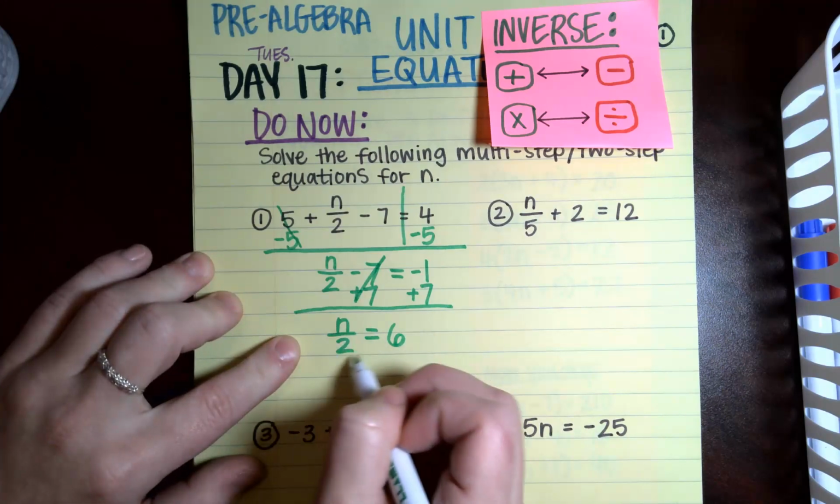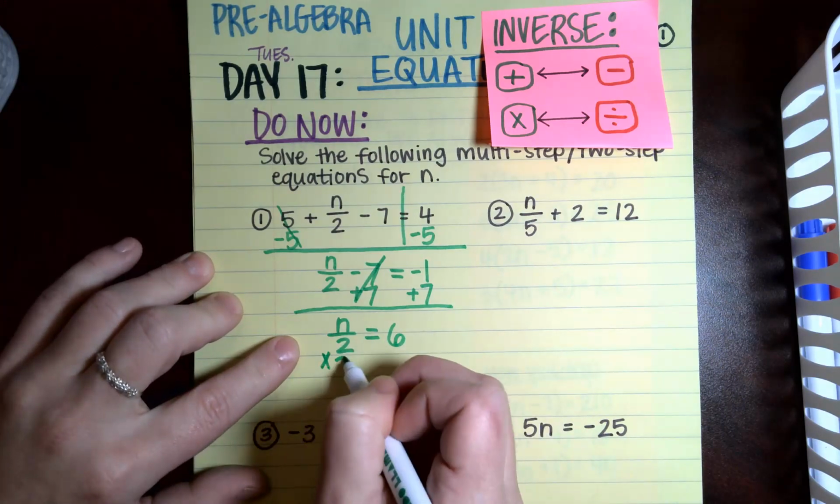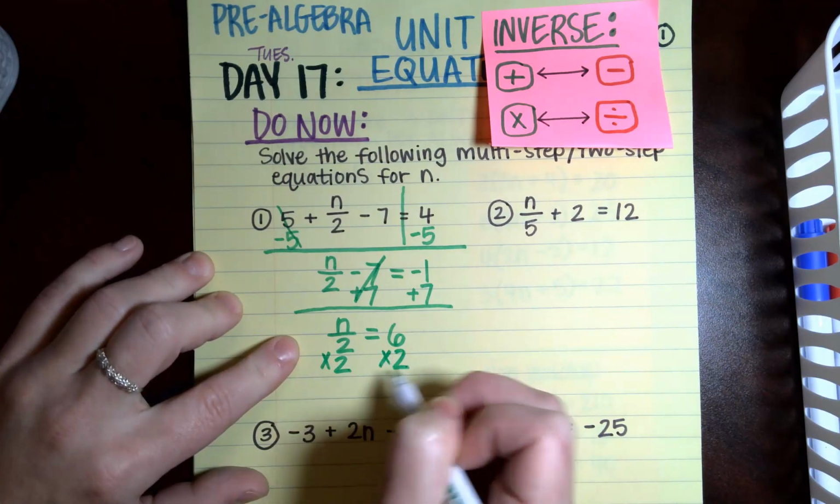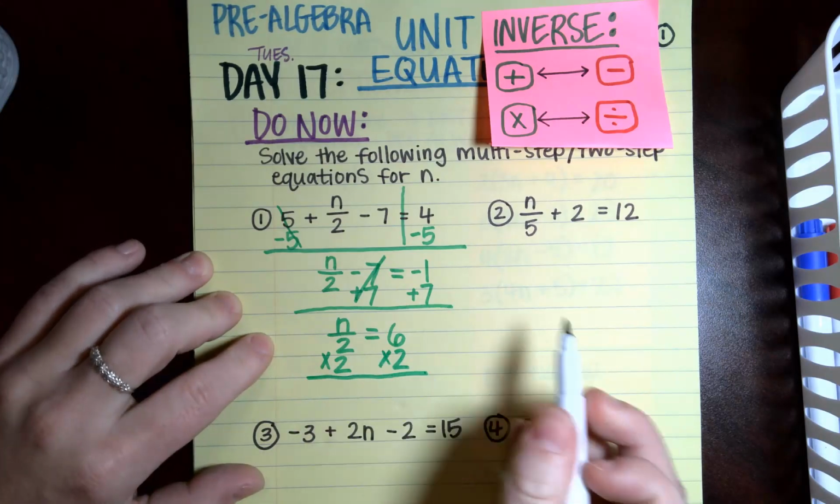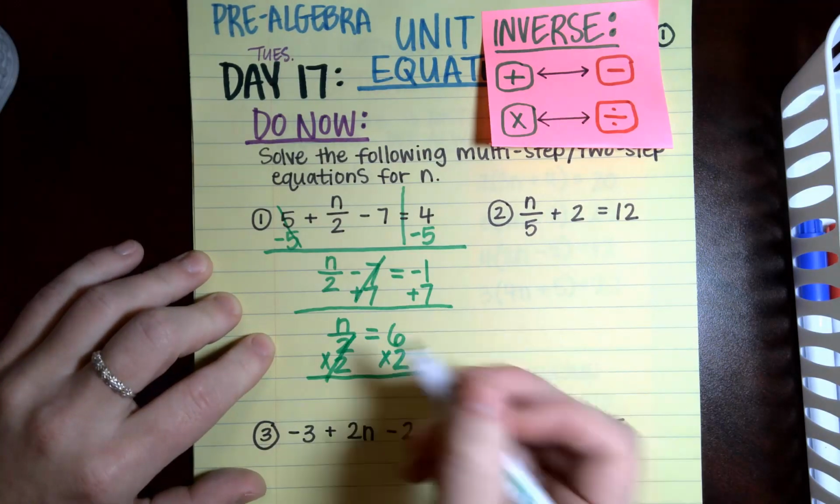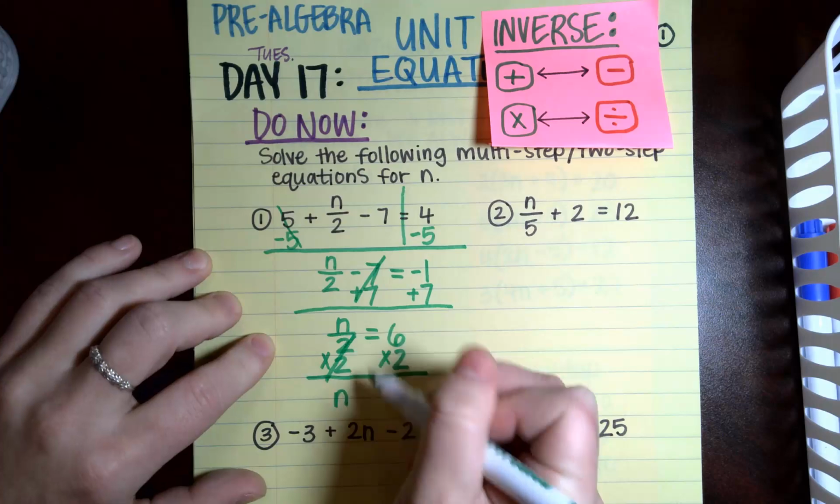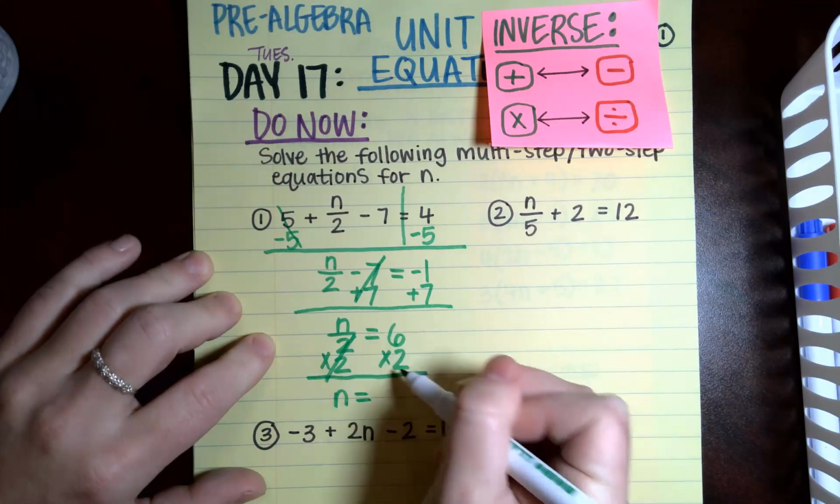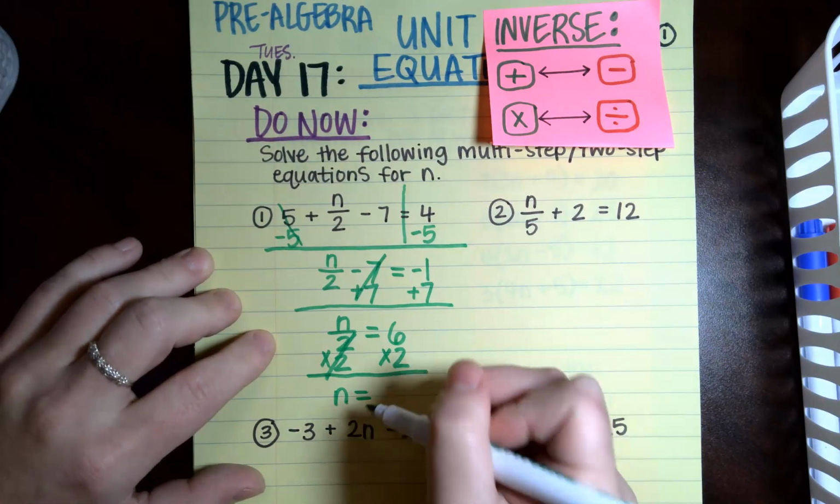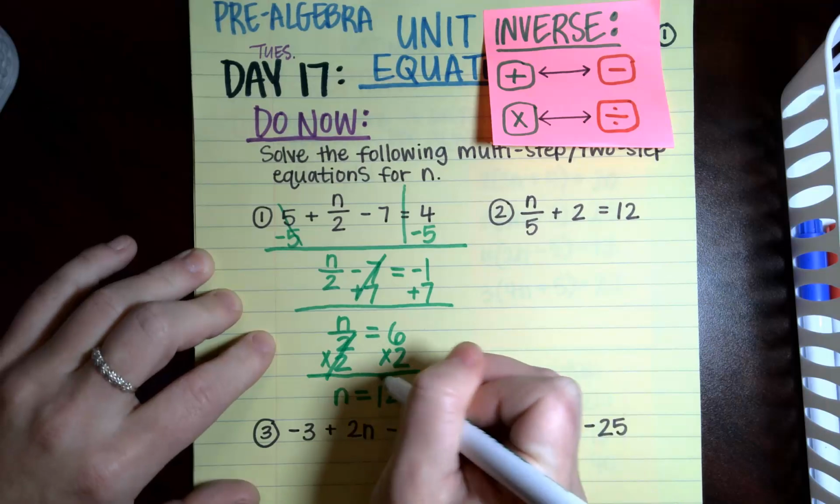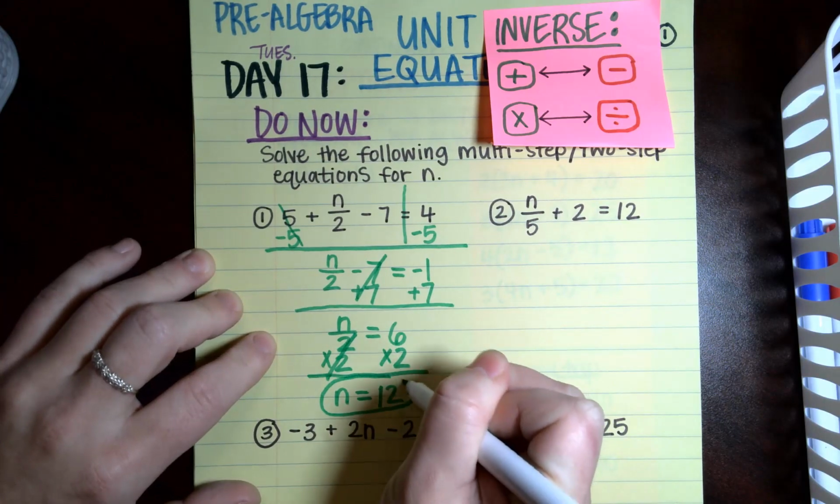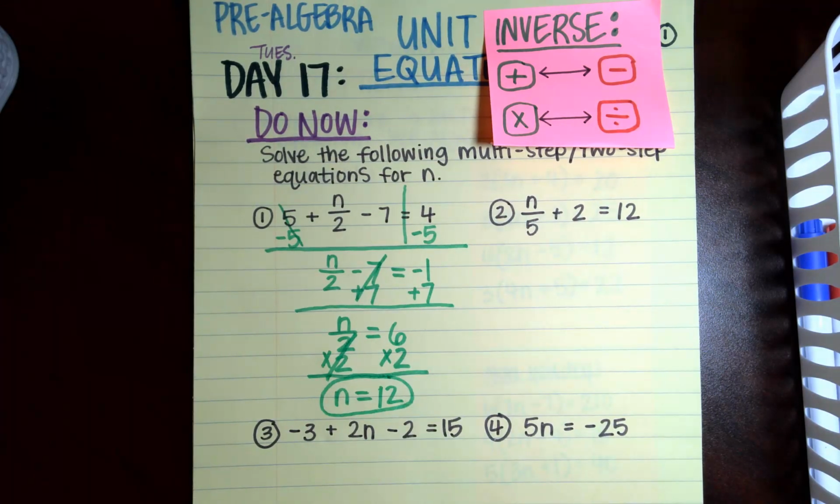Yes, when we have division, to get rid of it, we multiply. So we're going to do that to both sides. My 2's cancel. Bring down my n equals, and 6 times 2 is 12. Great job, guys. Any questions about number 1? Anything anyone did differently, maybe?